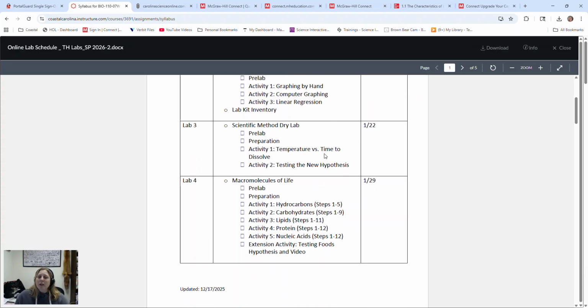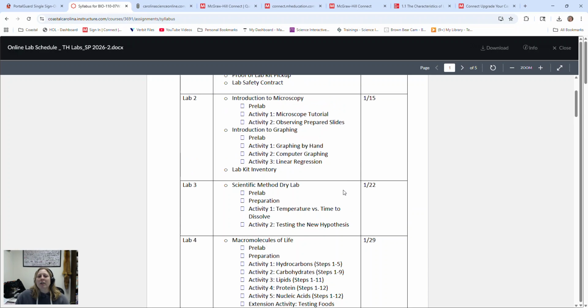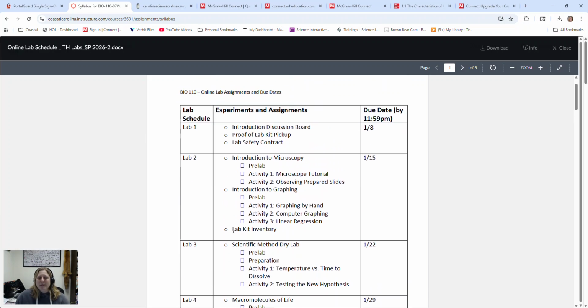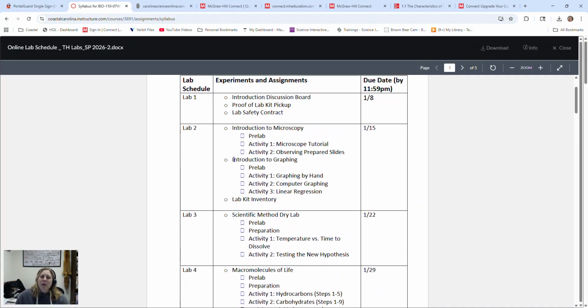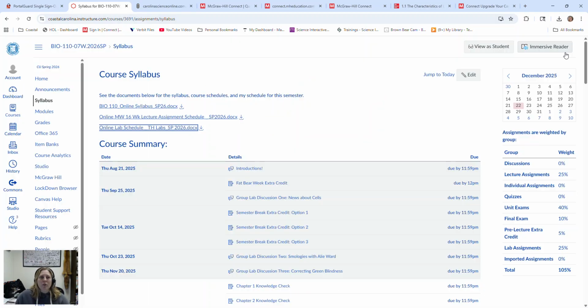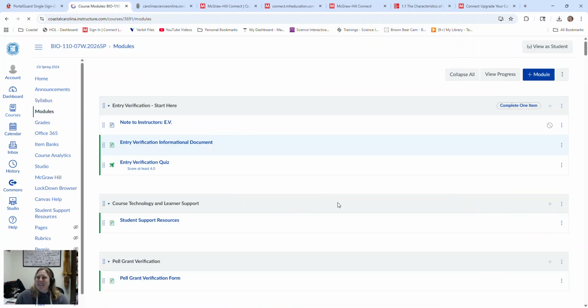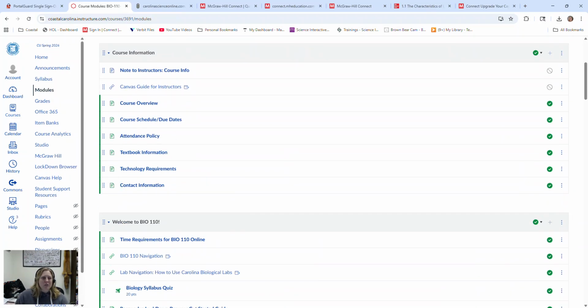And then the third week, we actually use our lab kit, which is why you need to have your lab kit picked up. We do the lab kit inventory week 2. We use the lab kit week 3. Failure to do these labs because you don't have the lab kit will result in a withdrawal from the class because you need to have that lab kit to effectively do the course. So again, I have that as a checklist for you. You can go in and print that out and check it off as you go.